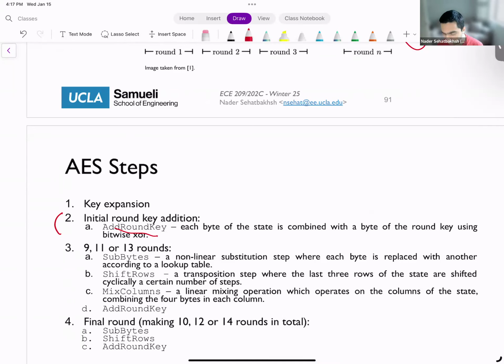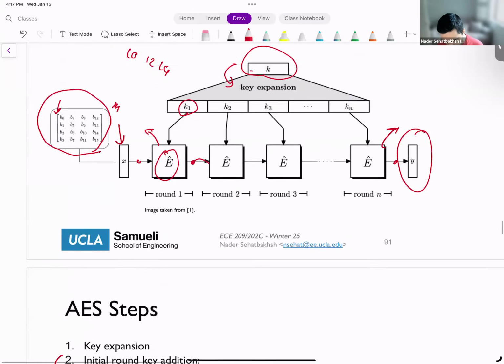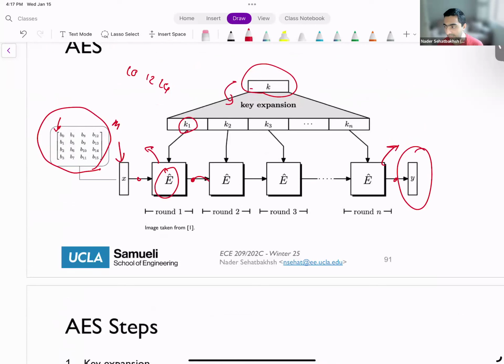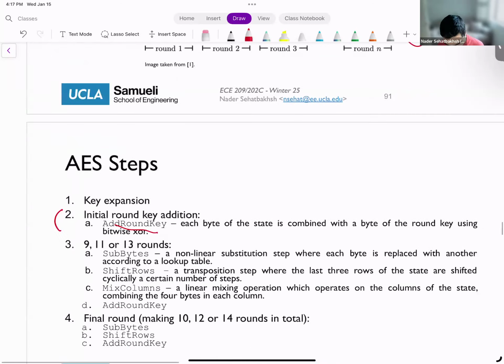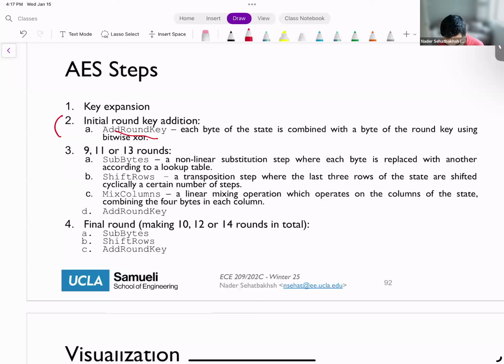After that, we're going to go through these rounds, okay? So we're going to have, as I said, either 9, 11, or 13 rounds, and then there's the final round, which is added, so we're going to make it 10, 12, or 14, okay? So what's going on in these rounds? In these rounds, in this 9, 11, or 13, we're going to do exactly these 4 steps, okay?